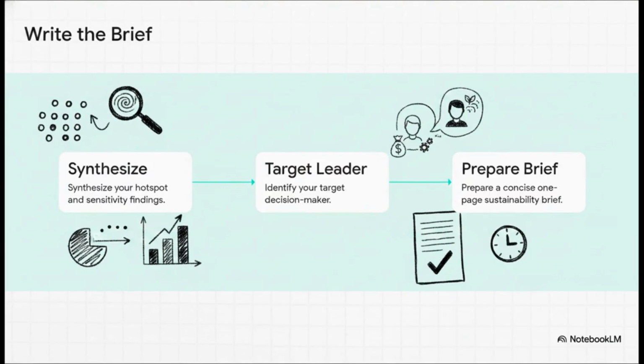To conquer this final boss, here is your workflow. Step 1, synthesize all your hotspot and sensitivity findings. Step 2, clearly identify your target decision maker. Are you talking to a CFO who only cares about cost, or a sustainability director focused entirely on carbon? Step 3, prepare a one-page brief. And yes, I mean literally one single page. The real challenge here is condensing complex, nuanced findings onto a single persuasive sheet of paper.